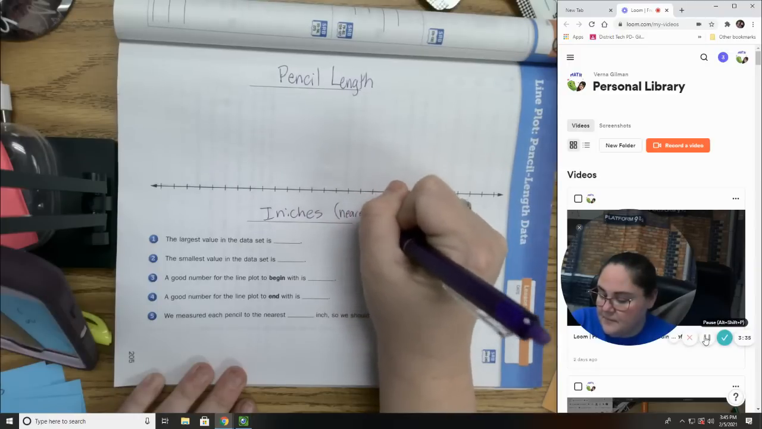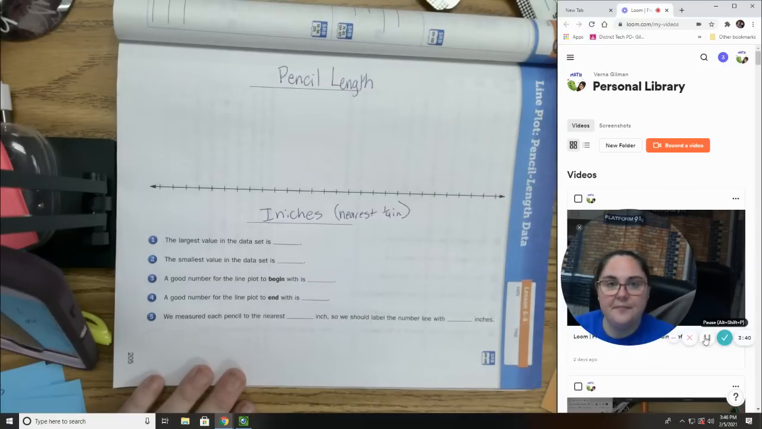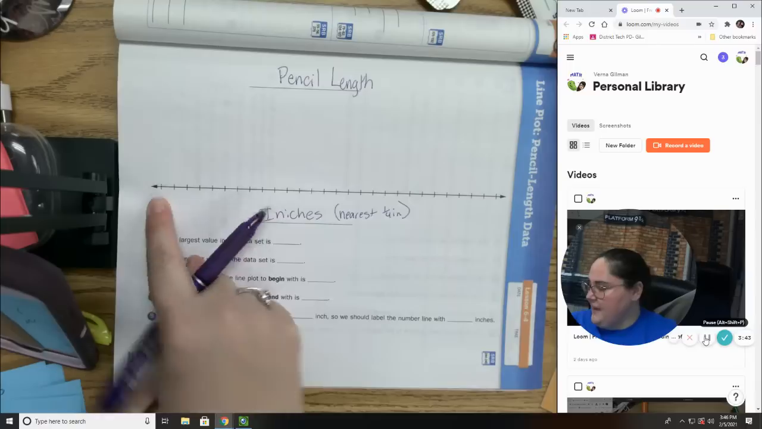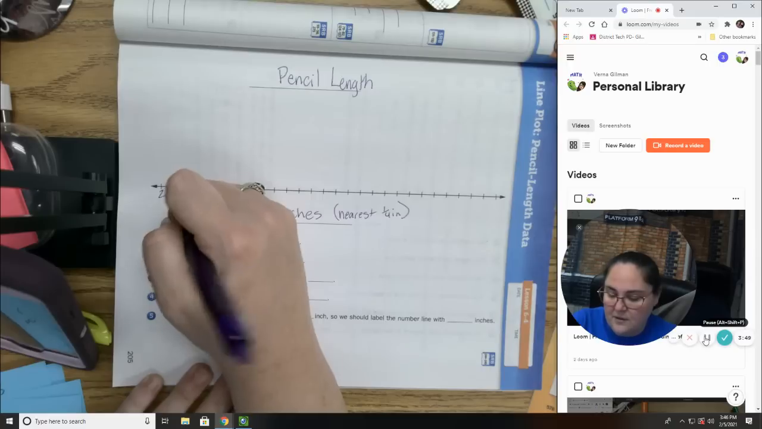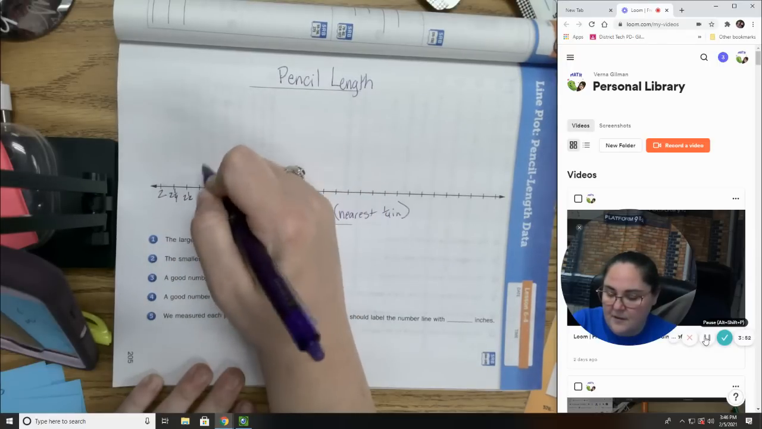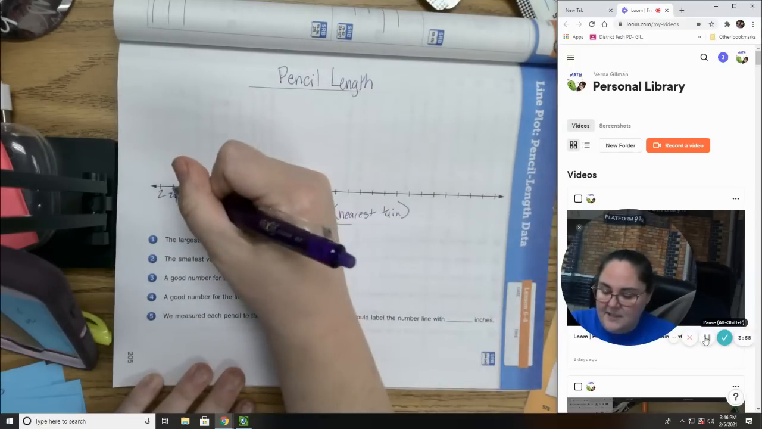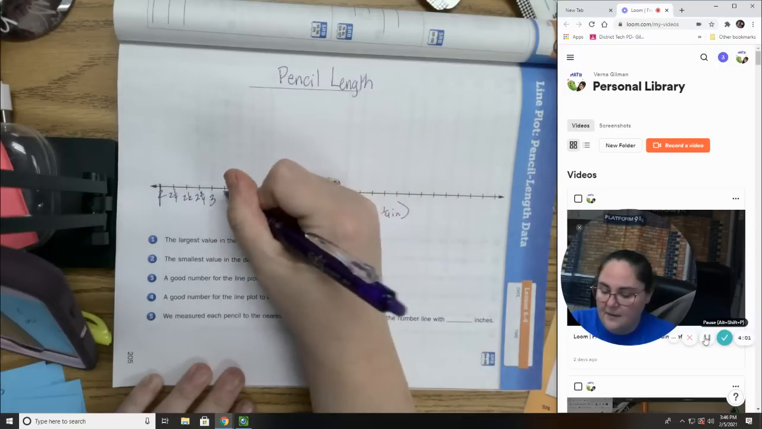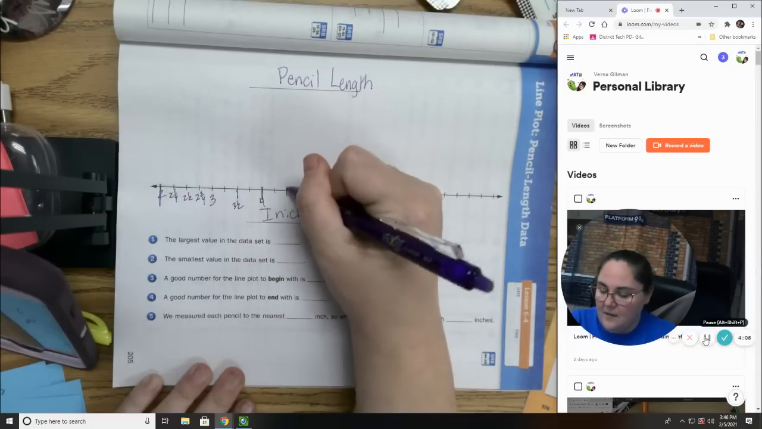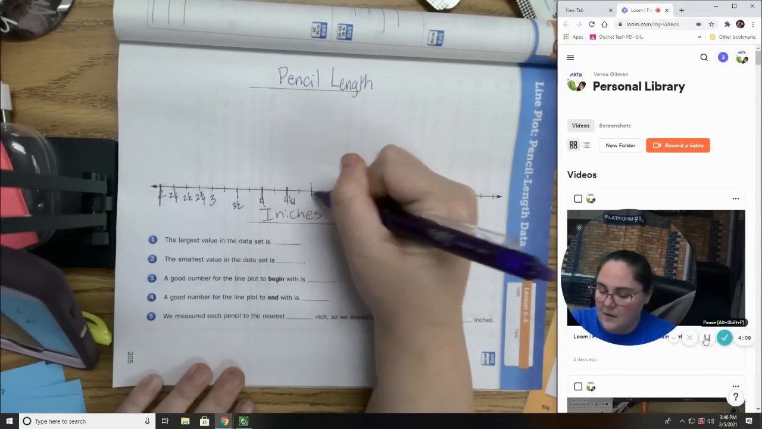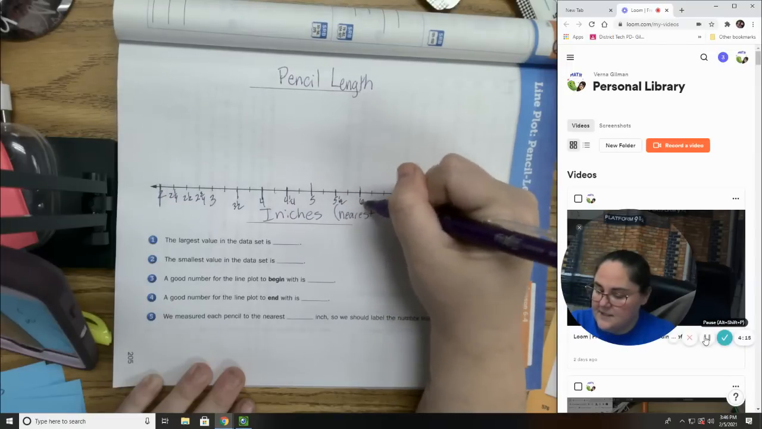Nearest 1/4 of an inch. Okay. I'm going to start all the way at this line right here. And I said, I'm going to start with about 2. So this is 2, 2 1/4, 2 1/2, 2 3/4, 3. So I'm going to really pay attention to, here's my 2, here's my 3. Here's 3 1/2. Here would be 4. 4 1/2. 5. 5 1/2. 6.